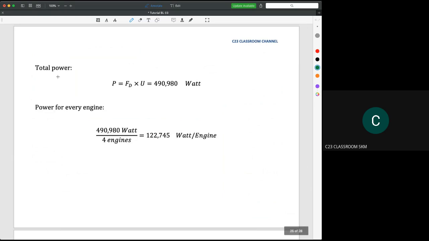So we could calculate the total power by using this equation, multiplying the drag force and the velocity. We get around 490,980 watt. This power comes from 4 engines, so if we want to calculate the power for one engine, it is around 122,745 watt per engine.